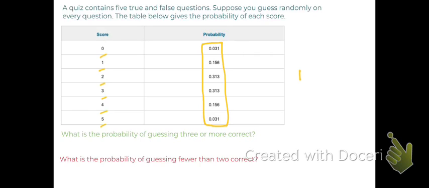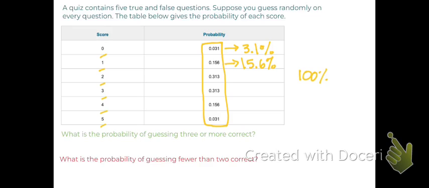Or if the probability of each question was converted to a percent, so like for example, this would be 3.1%, and this would be 15.6%. If they were all converted to percents, if you were to add the percents all together, you would get 100%.